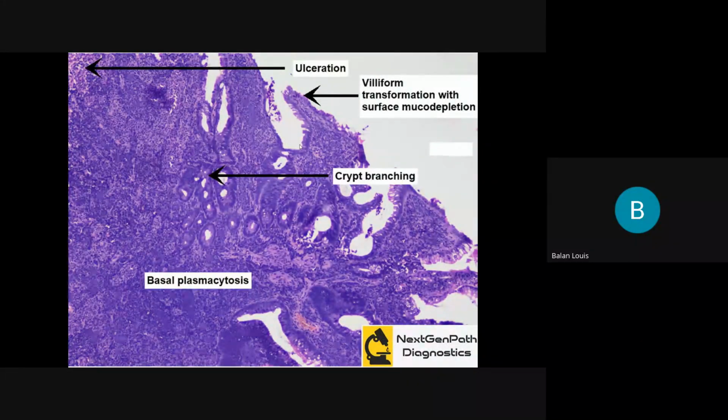The colon is not supposed to have villi. So whenever we find villi in colon, it is called villiform transformation. And hardly are you able to see any cells with mucus. So here there is mucodepletion on the surface. There is branching. There is basal plasmacytosis. Basal plasmacytosis is nothing but dense aggregate of plasma cells above the muscularis mucosae.